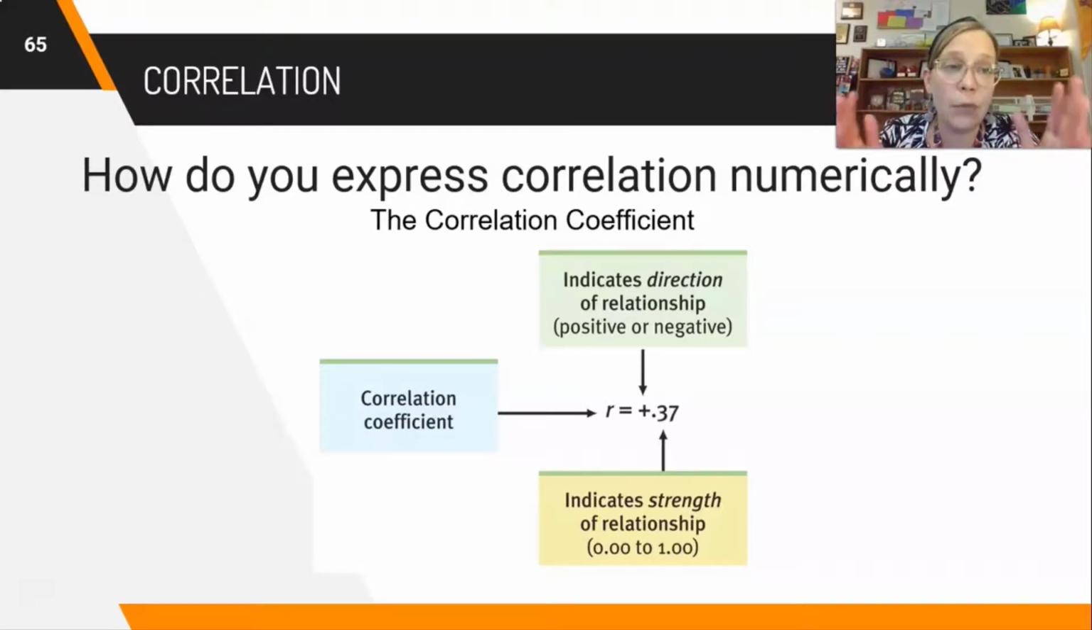So if we have a number that represents a strong relationship, it'll be closer to 1 or -1. So if this was positive 0.95, that's a very strong relationship. If it was negative 0.95, that's also a very strong relationship. It's just a strong negative relationship between your variables.